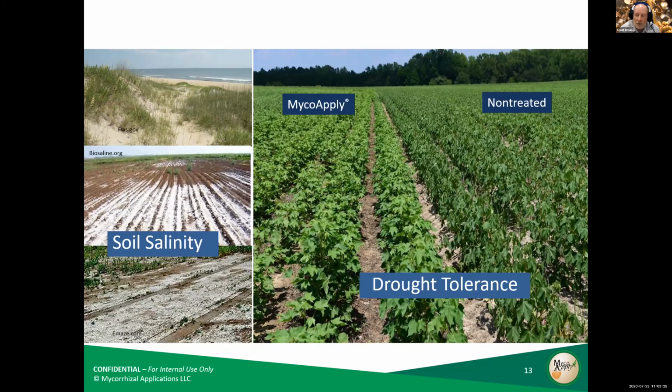And on the right, you can see this is cotton. The left was treated with mycorrhizae. You can see it's standing very tall. On the right is a non-treated plant under these drought conditions. The cotton is very wilted, so you can see a big difference. But the key here is the plant has access to a lot more moisture than it does on the right. Plus, it's not expending the same amount of energy to acquire that. So it's a lot more efficient and effective in its stress management.